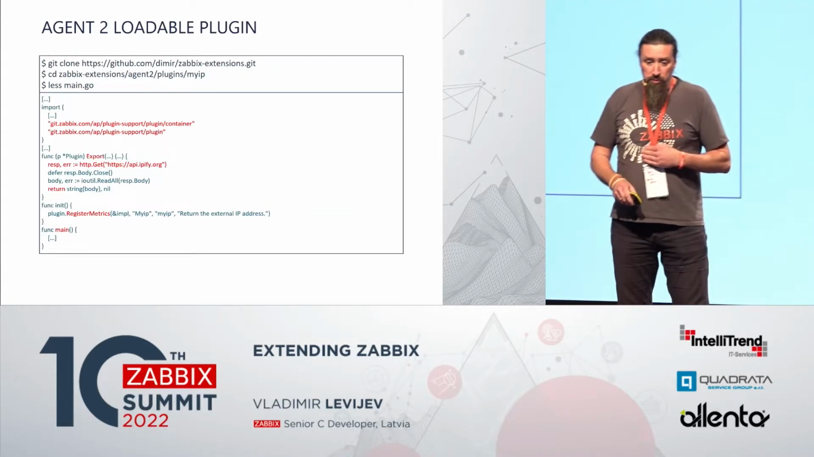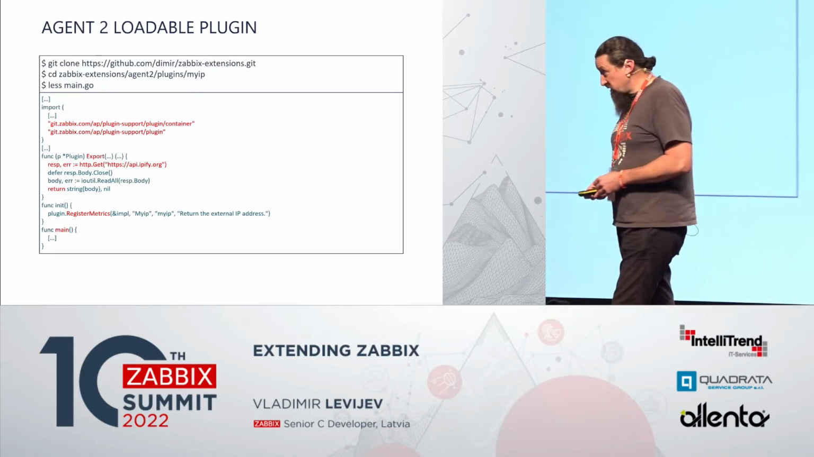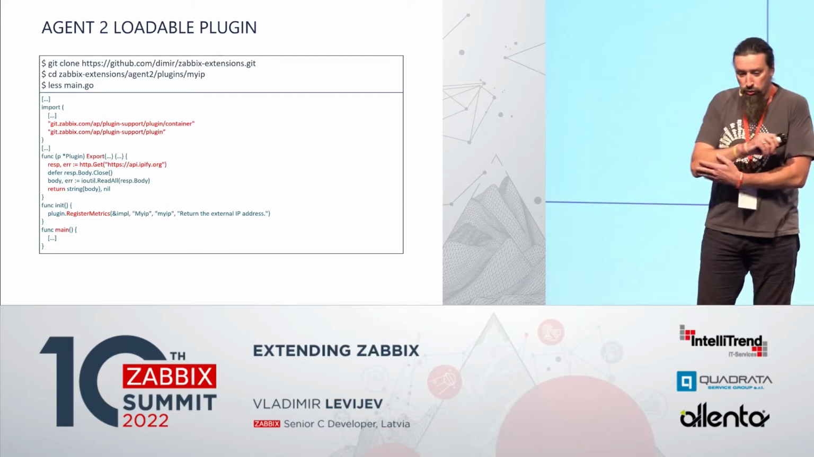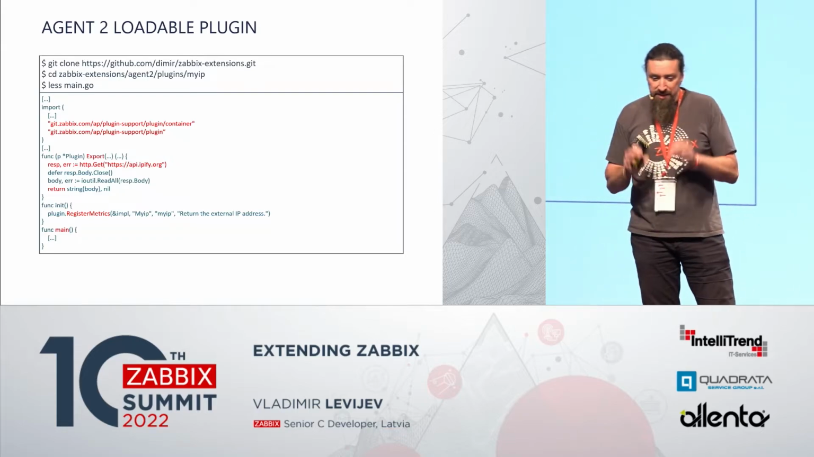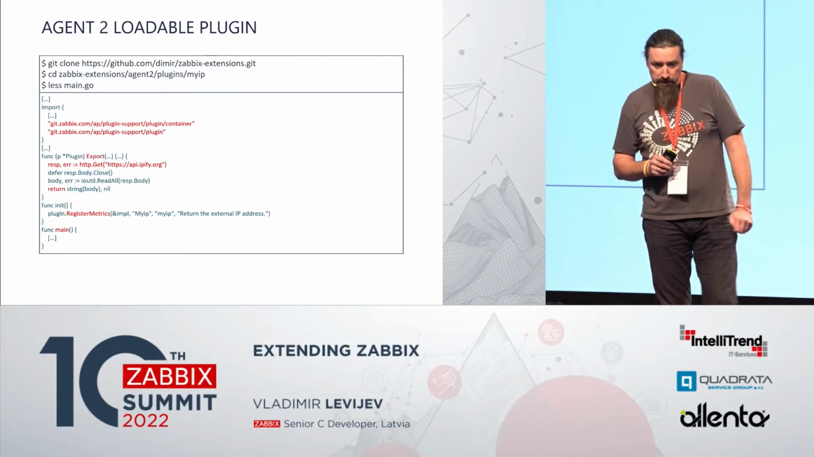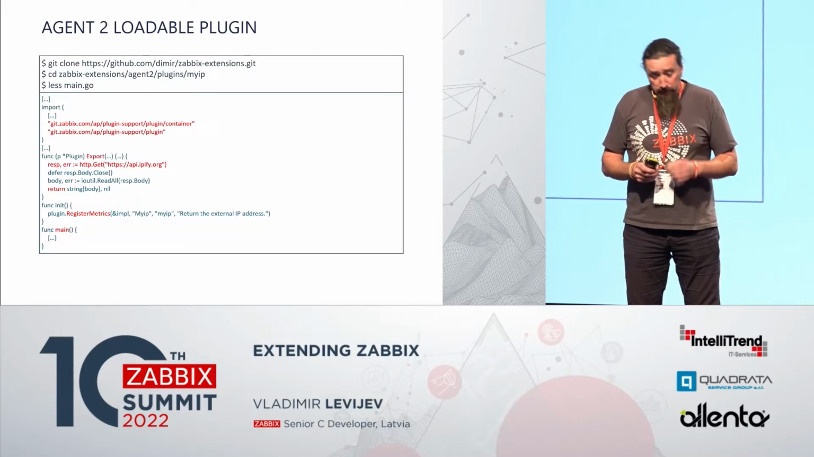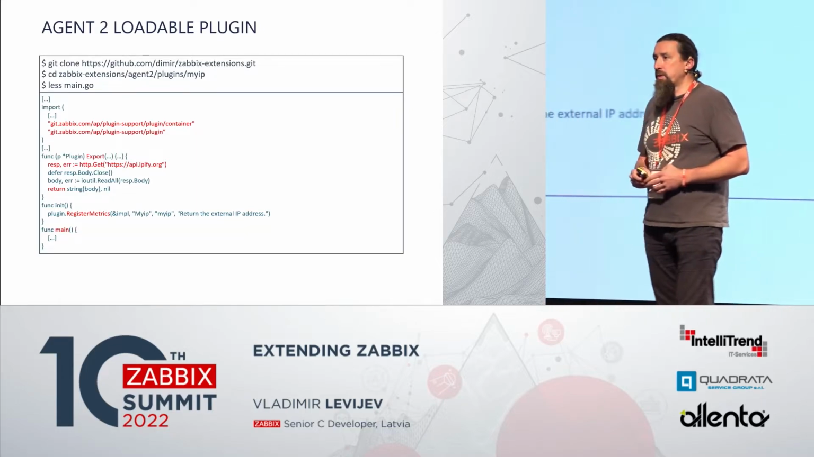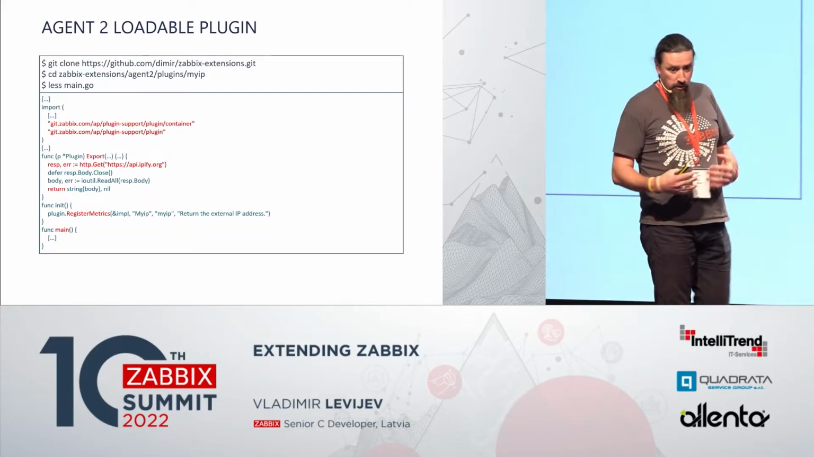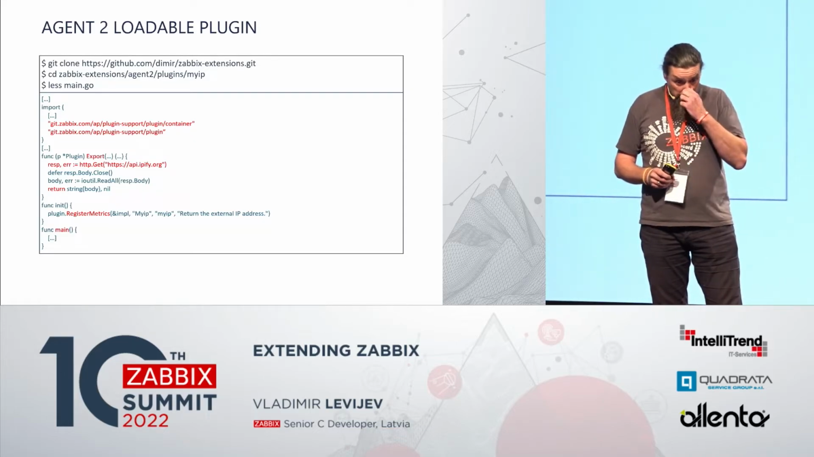An example of a loadable plugin is on the screen. This plugin is doing the same thing as the agent module was doing, displaying the external IP of the host where agent 2 is running by implementing one additional metric called myIP. The important thing here is that in the import section, plugin support components must be there. That allows communication between agent 2 and your plugin. Your plugin is like a standalone application, and they are communicating with the help of those plugin support components.